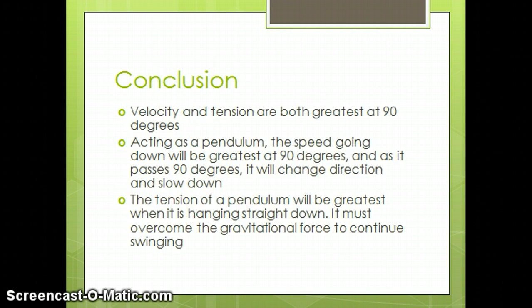In conclusion, velocity and tension are both greatest at 90 degrees. Acting as a pendulum, the speed going down will be greatest at 90 degrees, and as it passes 90 degrees, it will change direction and slow down. The tension of a pendulum will be greatest when it is hanging down. It must overcome the gravitational force to continue to swing.